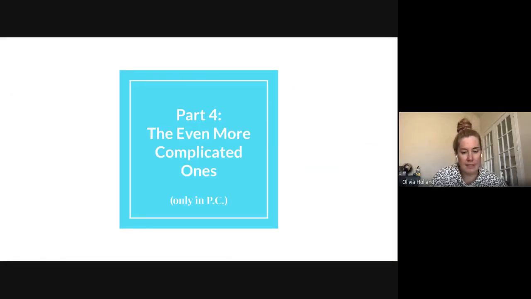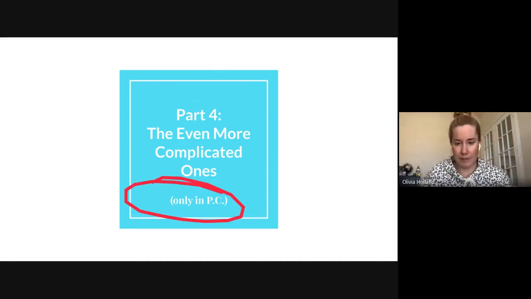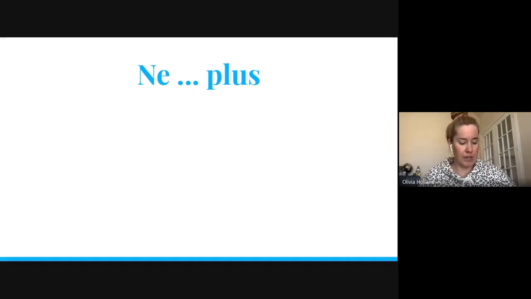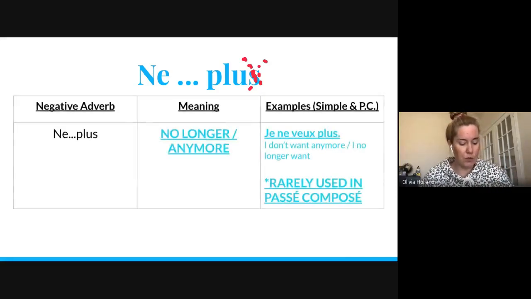Okay, the next set is the even more complicated ones. They're really not that much more complicated. Well, the second one is. The first one is not too bad. But again, this is only in passé composé that we're talking about. So the first one is ne plus, and here you need to make sure that you know somewhere that this S is silent, ne plus. Because if you pronounce the S and say plus, it's the positive form, like to mean more, so you'll see soon. So ne plus means no longer or no more or anymore.